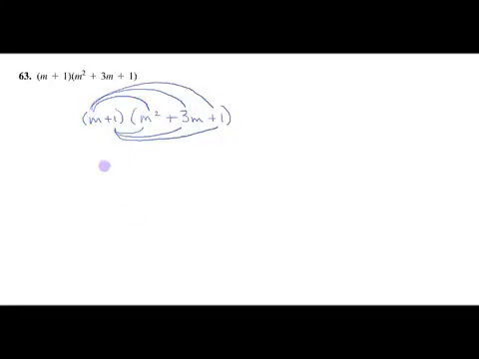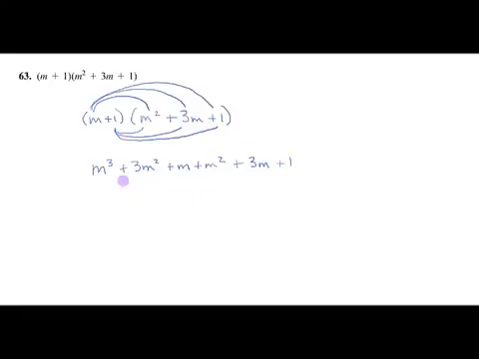m times m squared is m cubed. m times 3m is 3m squared. m times 1 is m. Now we move to this second term of the binomial. 1 times m squared is m squared. 1 times 3m is 3m. 1 times 1 is 1.